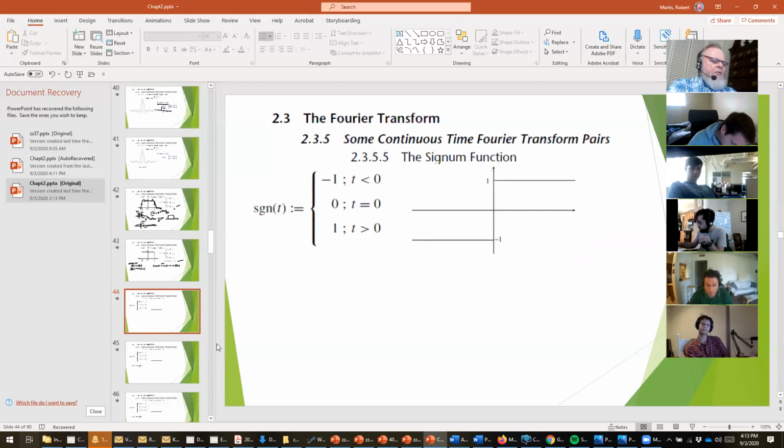Then there is the signum function. Now this is very interesting. The signum function is an acronym for, let's start here.